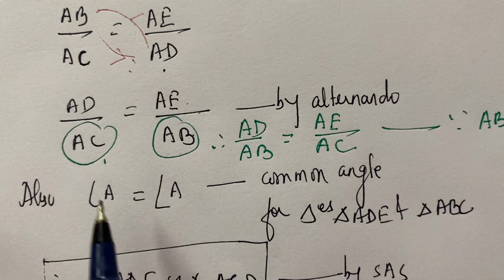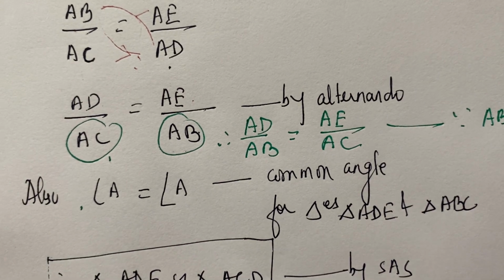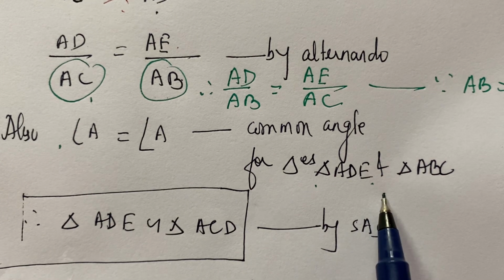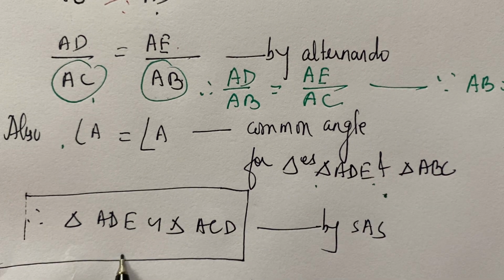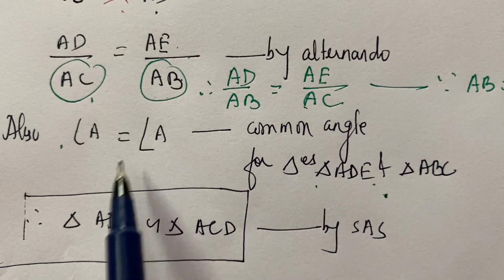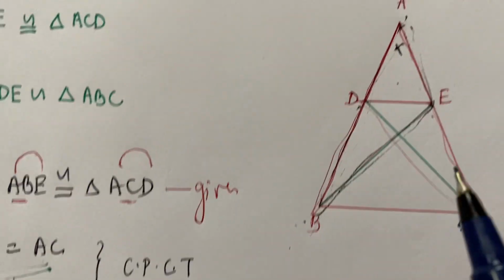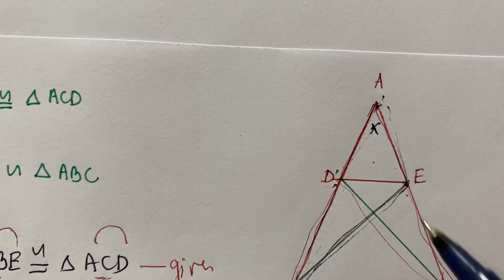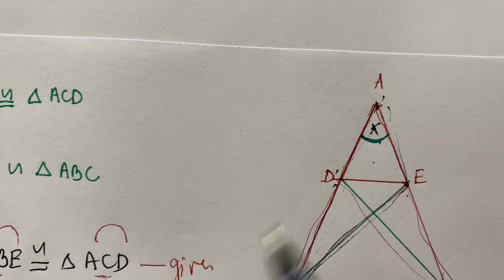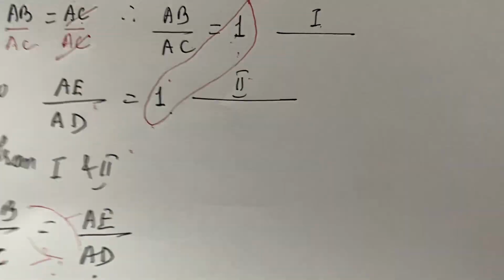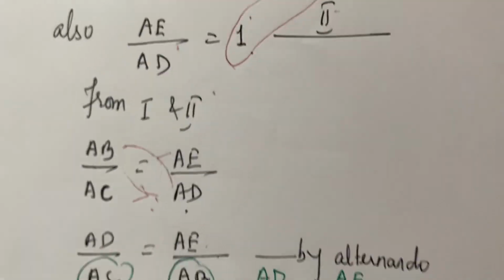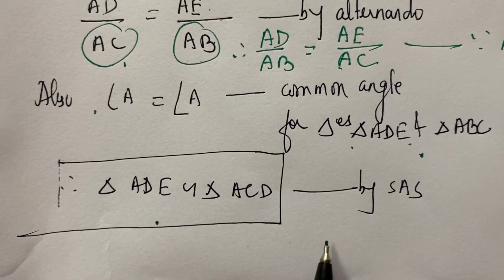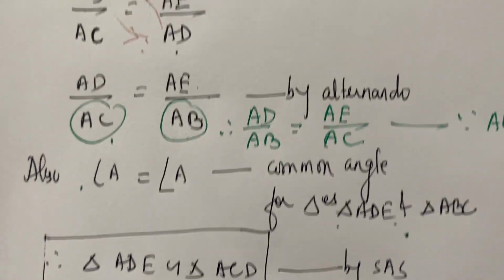Fine. Now angle A is the common angle for the two triangles, that is for triangle ADE and triangle ABC. Hence the two triangles will be similar by which test? SAS test. Angle A is the common angle for this AD upon AB and AE upon AC. Angle A is the common angle or the included angle. Hence the two triangles are similar by which test? By SAS criteria. I hope you got this sum properly.